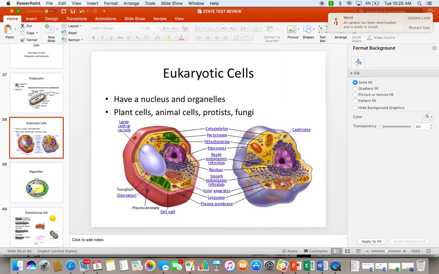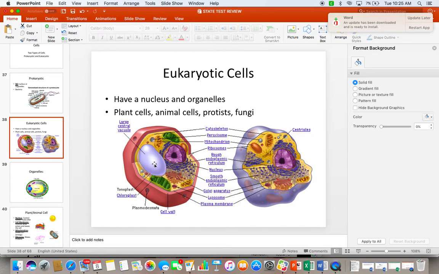Smooth ER does not. It makes lipids. You have the Golgi apparatus, which is kind of like the UPS store, so it modifies, packages, and distributes our proteins. You have lysosomes, which are these teeny tiny little dots here. They are the recycle bins of the cell. Peroxisomes are our detox centers. Centrioles help with cell division, and they're only in the animal cell.